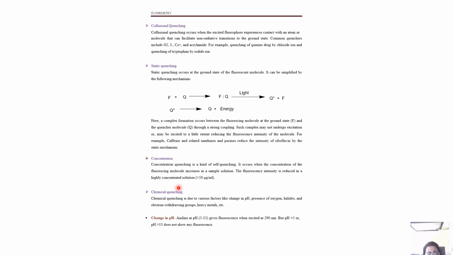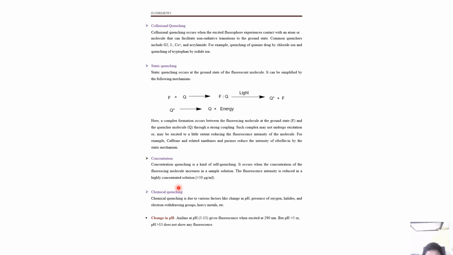Collisional quenching is basically when the excited fluorophore experiences contact with an atom or molecule that can facilitate non-radiative transitions to the ground state. Common quenchers include oxygen, iodine, cesium, acrylamide. For example, quenching of quinine drug by chloride, iron quenching by tryptophan. Static quenching occurs at the ground state of the fluorescent molecule. It can be simplified by the following mechanism.